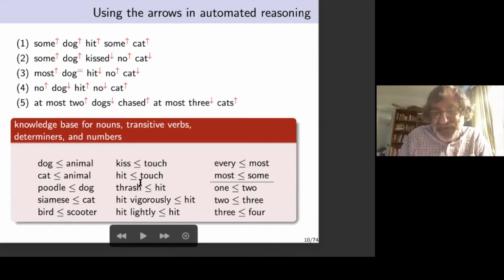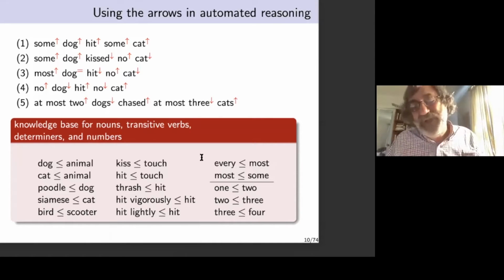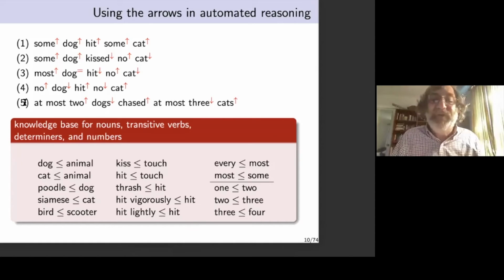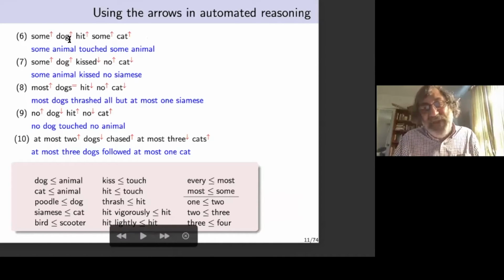There's also information about modifiers, so typically modifiers go down. So hit vigorously is less than hit, things like that. You get the usual numbers, and you even get ones on the quantifiers, the determiners, like every implies most implies some. And now, if somebody gives you these sentences 1 through 5 with the arrows, you get a kind of quickie theory of inference. Basically, if you go up, say from dog, you could go up to animal and replace it, and you could get some animal touch some animal. So hit, you can go up to touch according to this.